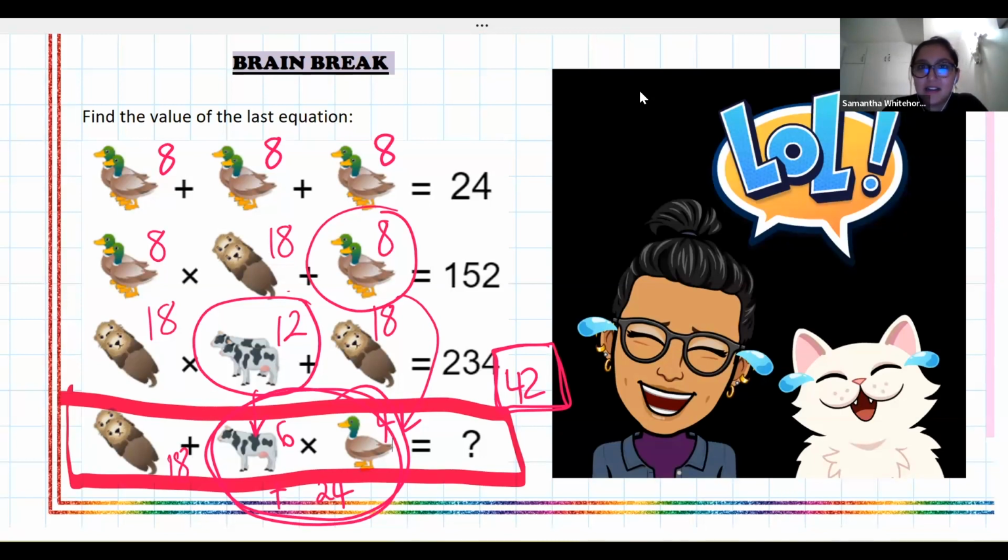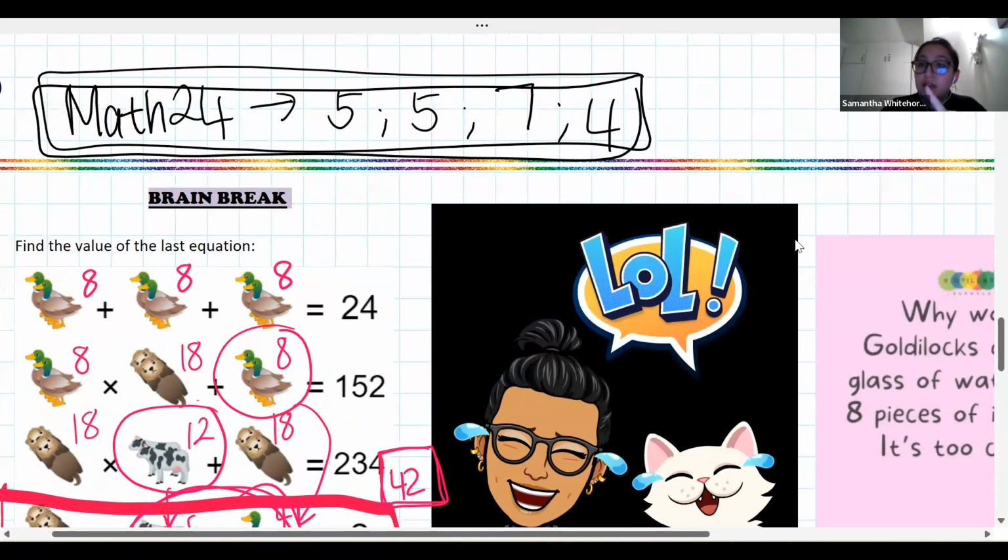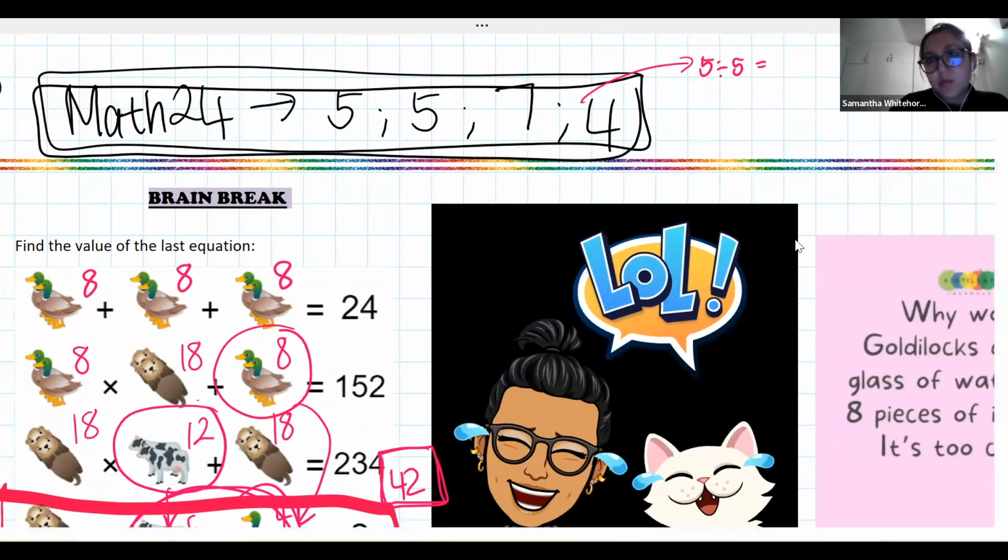Okay, amazing, guys. So hopefully that went well for most of us. Just quickly, the Maths 24, some of you came up with a way that I didn't even think of, and it's so much easier than the nonsense I was trying to do. So 5 divided by 5 gives us 1. 7 minus 1 is 6. 6 times 4 equals 24.